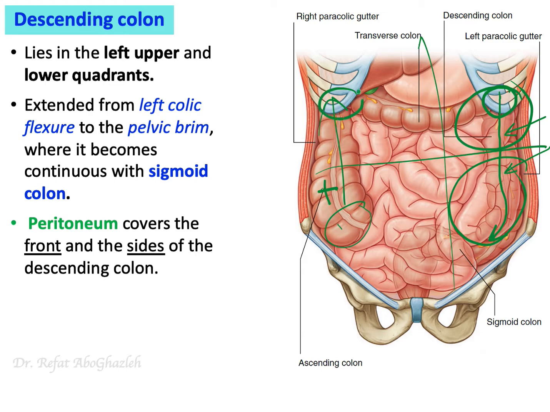There is the right colic flexure and there is the left colic flexure. So the descending colon descends from the left colic flexure all the way until you reach the pelvic brim. Here is the entrance from the false pelvis to the true pelvis. Similarly, as I mentioned, it's a retroperitoneal structure. That means the peritoneum covers the lateral and anterior surface of this part of the colon.